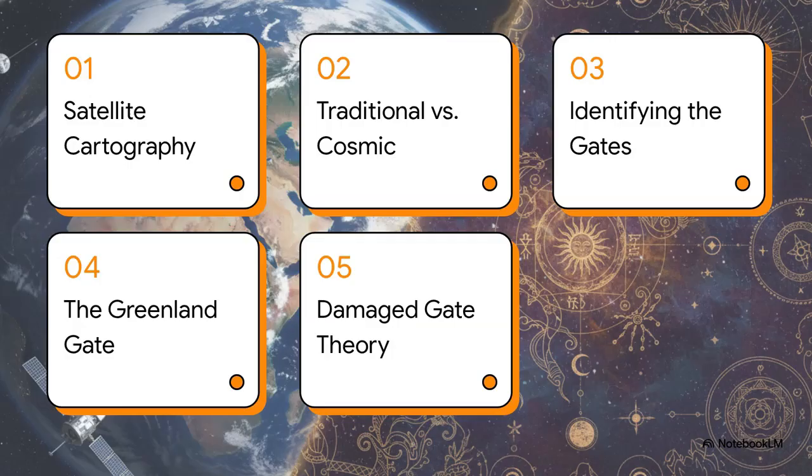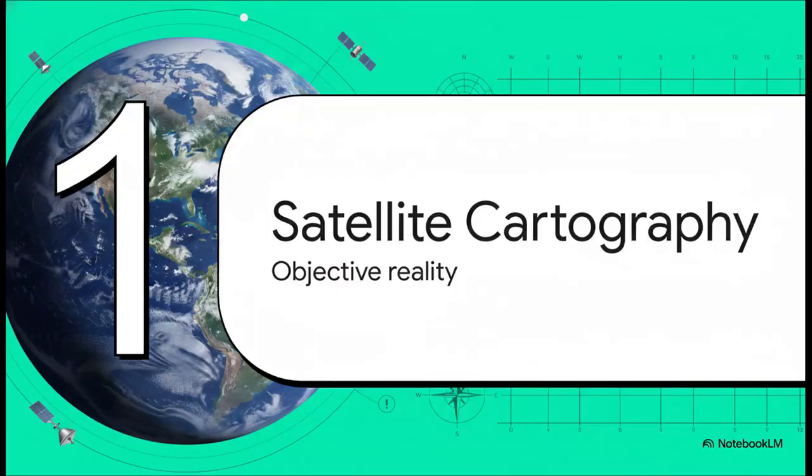So here's our roadmap for today. We're going to start with satellite cartography, followed by traditional versus cosmic interpretations. Then we'll cover identifying the gates, pinpointing our location in the Greenland Gate, and finally wrap it all up with the damaged gate theory. All right, Section 1, Satellite Cartography.